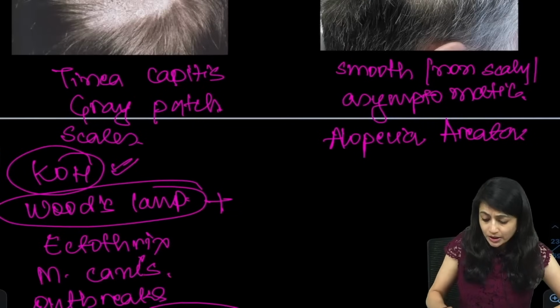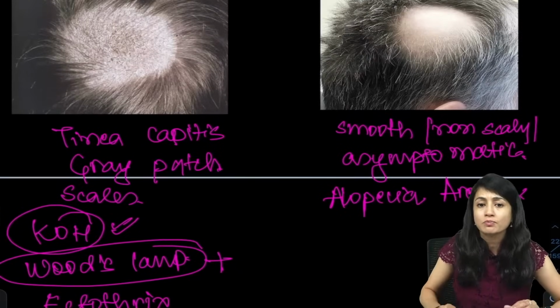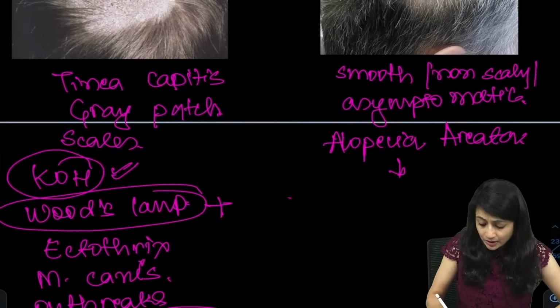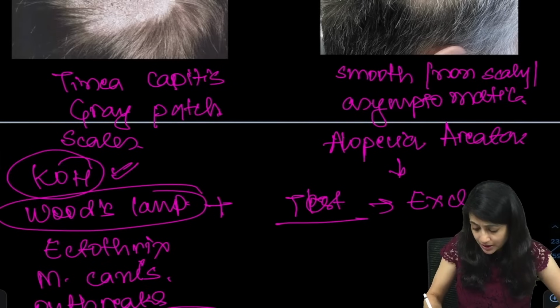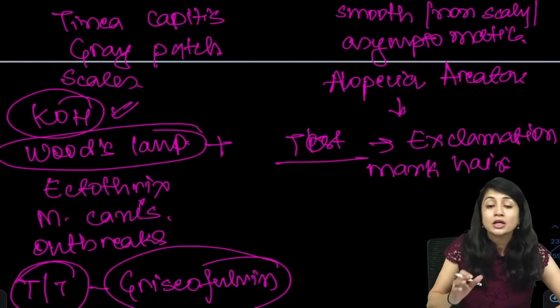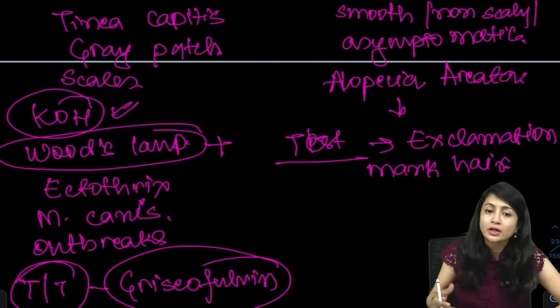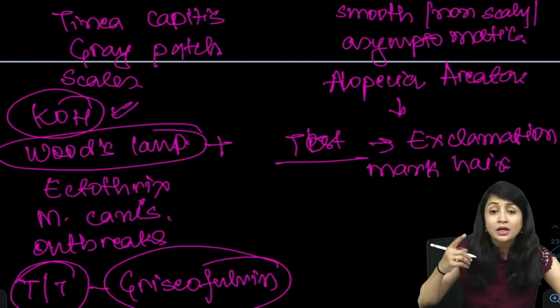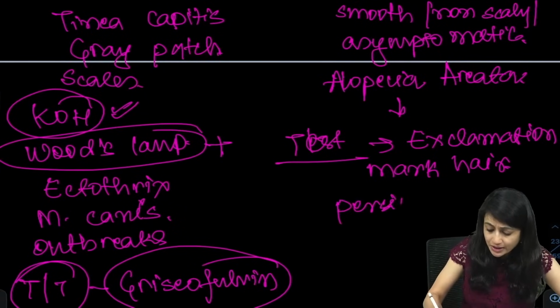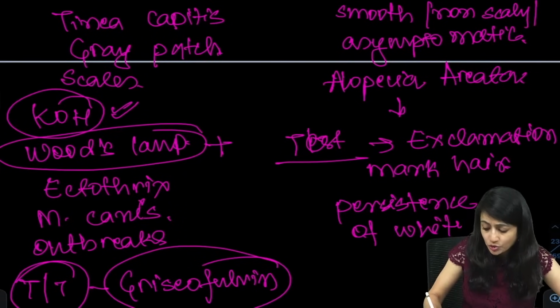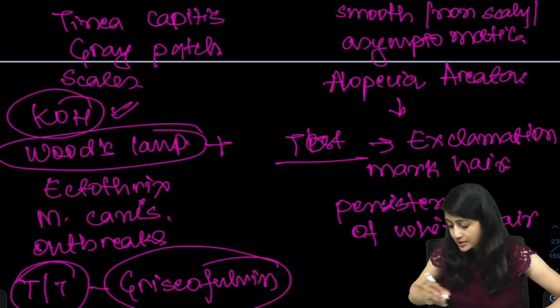Now coming quickly to this form of alopecia which appears smooth, asymptomatic: alopecia areata. The test here is an exclamation mark seen at the periphery of the patch. That is one test that you would do here, or they can ask what can you see as a finding. Another important thing that they may give you in alopecia areata is persistence of white hair, because alopecia areata does not affect white hair. So on the patch you can see white hair which is present.